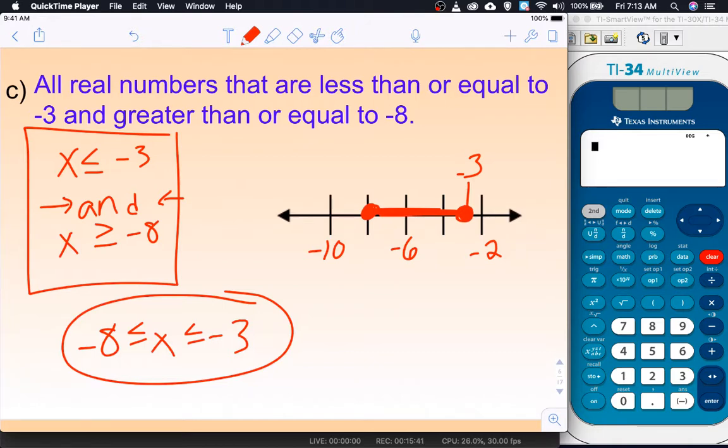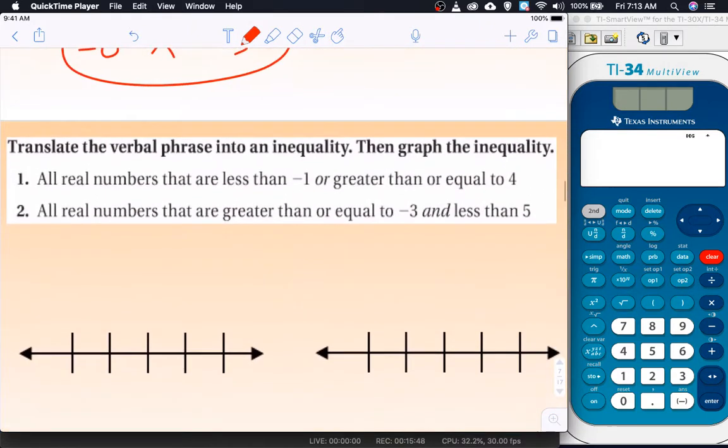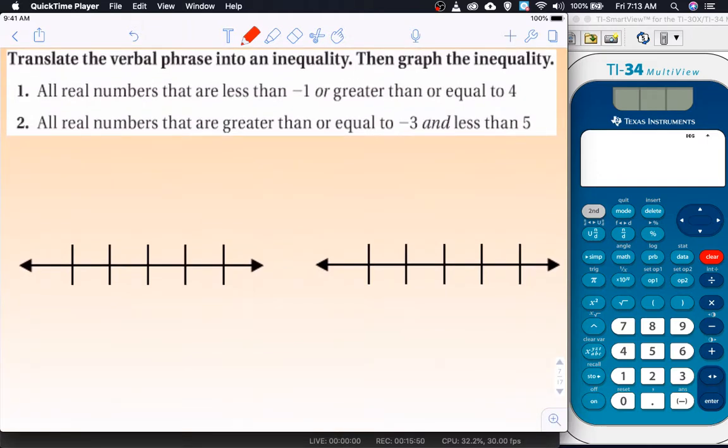Okay, so that's the most basic type of problem where they just kind of give you a word problem and you write it and you graph it. Now, if you could take a minute and try these two if you'd like to, if you need a little bit extra practice, go ahead and pause and try them.